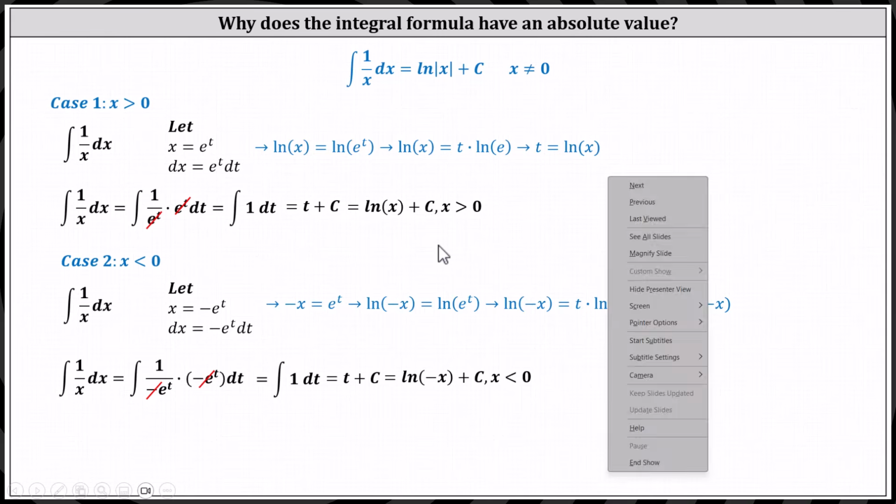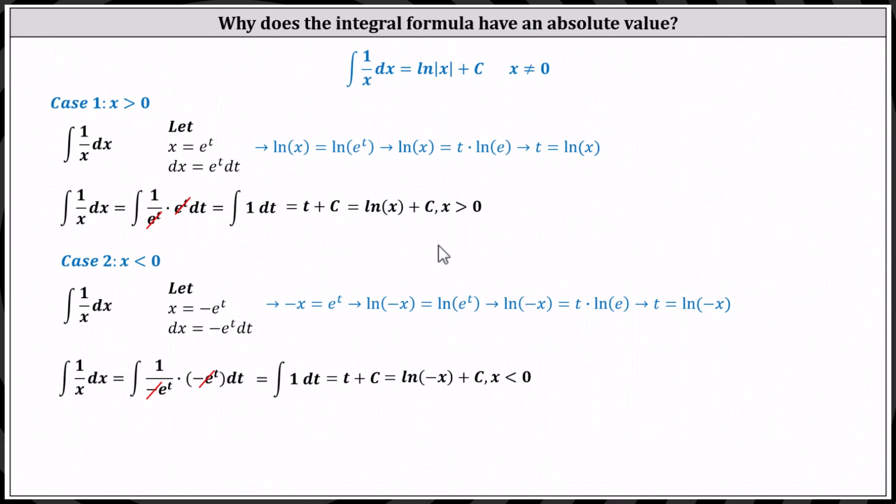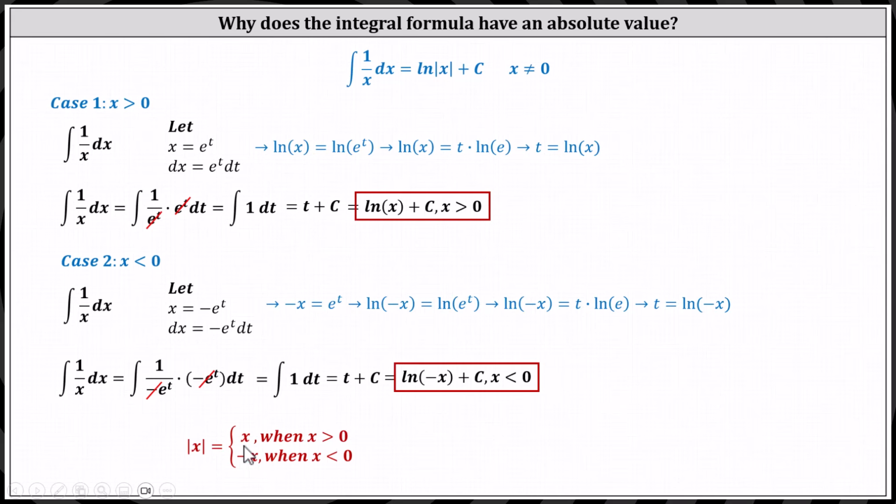Notice we have two antiderivative formulas for the integral of 1 divided by x dx. However, if we notice, the input for natural log is x when x is greater than 0, and negative x when x is less than 0. This should remind us of the definition of the absolute value of x. The absolute value of x is equal to x when x is greater than 0, or positive, and the absolute value of x equals negative x when x is less than 0 or negative, which means we can combine these two antiderivative formulas and say the integral of 1 divided by x dx equals natural log the absolute value of x plus c. I hope you found this helpful.